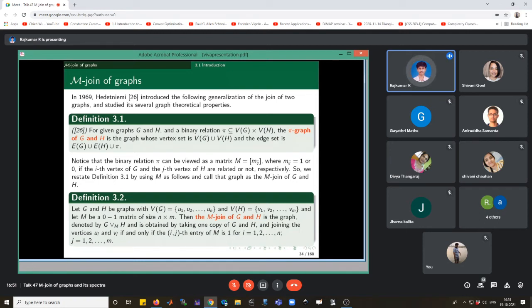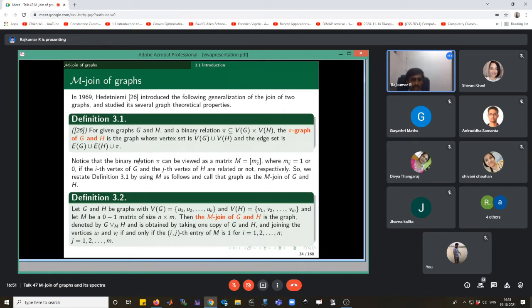So the definition is as follows. For given two graphs G and H and given a binary operation pi on G cross H, the pi graph of G and H is the graph whose vertex set is the vertex set of G union the vertex set of H, and the edge set is the edge set of G union the edge set of H together with pi. So this is now defined as the pi graph of G and H.